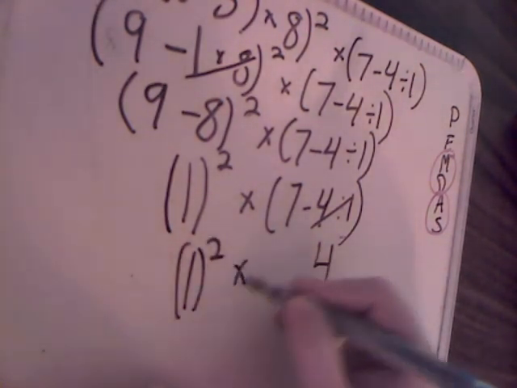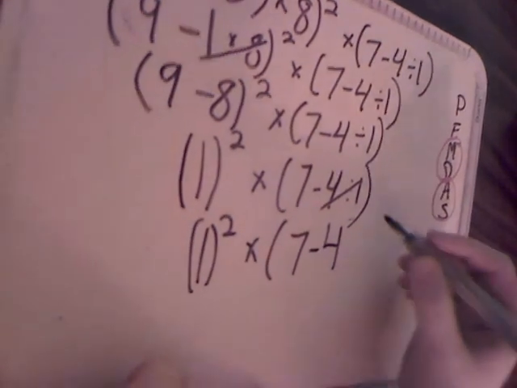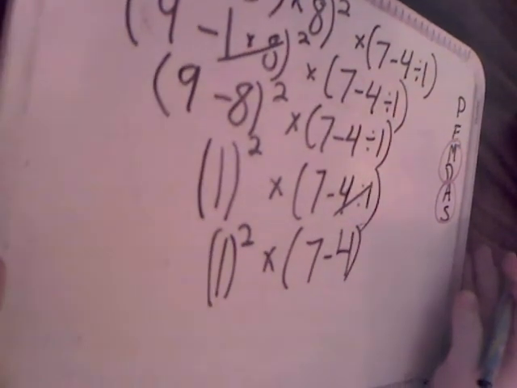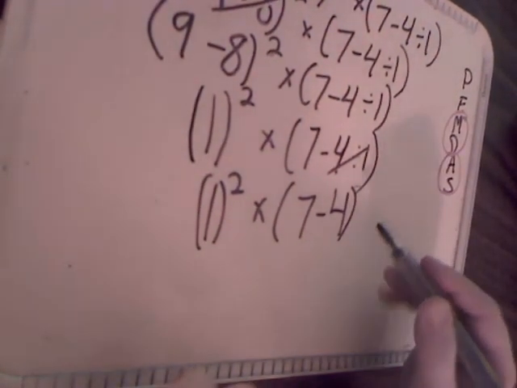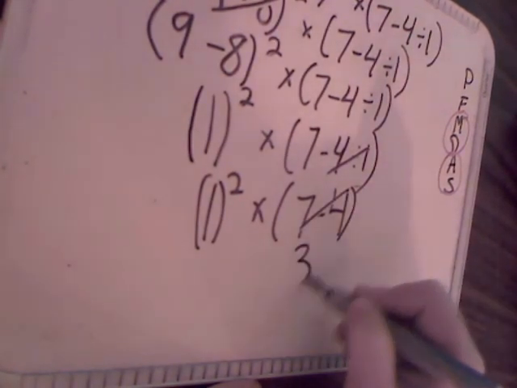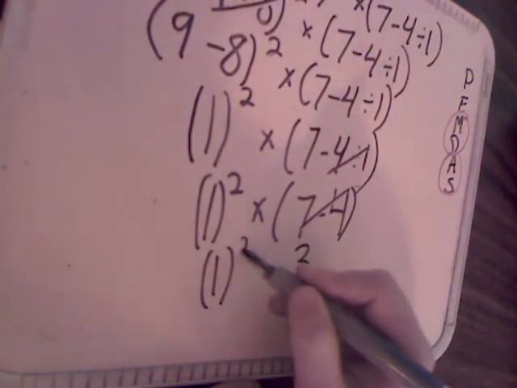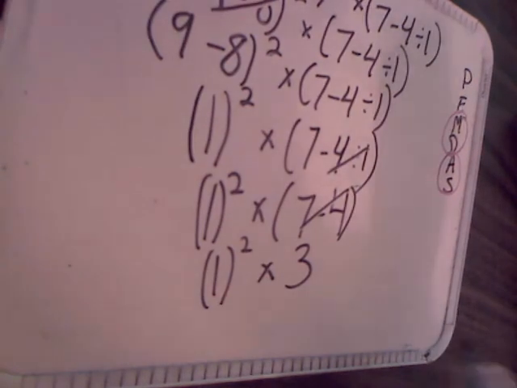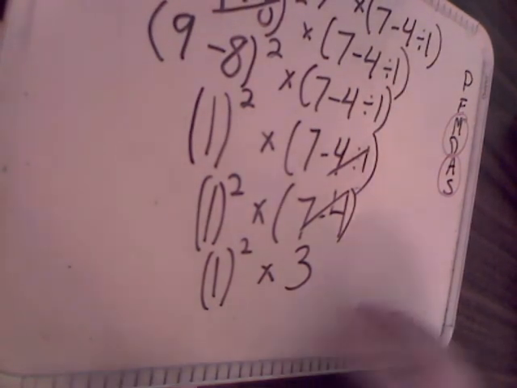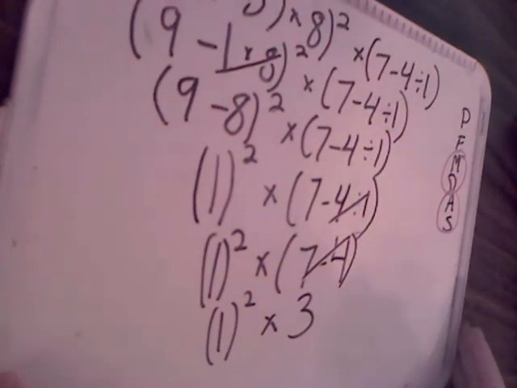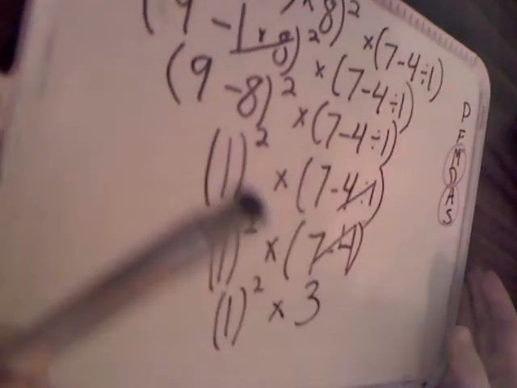1 to the 2nd power times 7, the quantity of 7 minus 4. We're going to solve what is 7 minus 4. Well, that's 3. Now we're done with all our parentheses. Now that we're done with our parentheses, we're not going to get the whole problem in there until the end.